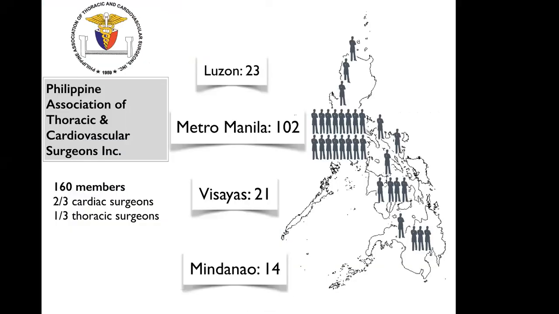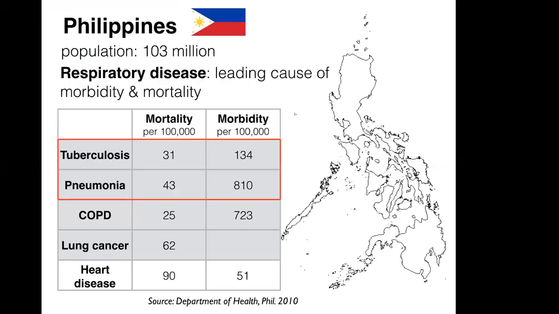Here, just to show you what we have in the Philippines right now. We're a population of 103 million, and the leading cause of morbidity and mortality is a combination of TB, pneumonia, COPD, and lung cancer is the most killer disease in the Philippines, more than heart disease. And we do encounter a lot of TB and complications of pneumonia.